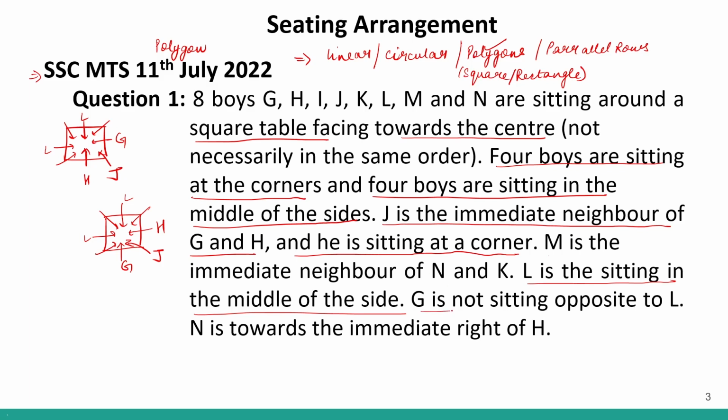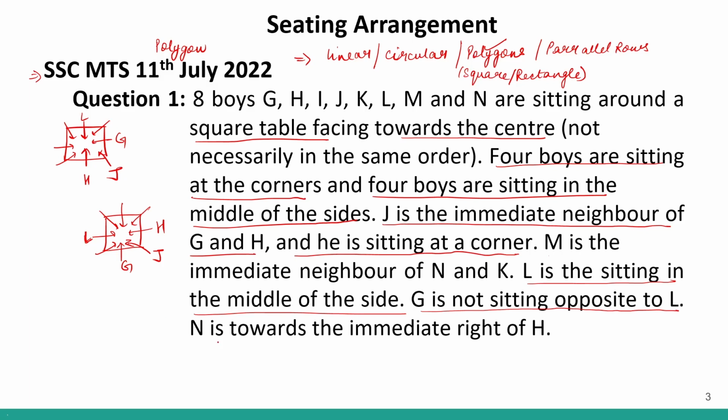Now it is given to us G is not sitting opposite to L. So if G is not sitting opposite to L, possibility number 1, we can eliminate this possibility. L will be sitting over here. Correct? Similarly, if I look over here, possibility number 2, G is not sitting opposite to L. So L will go from here. L can come over here.